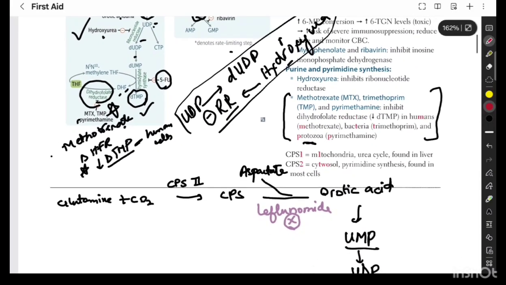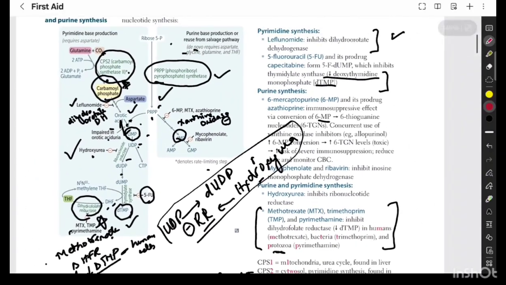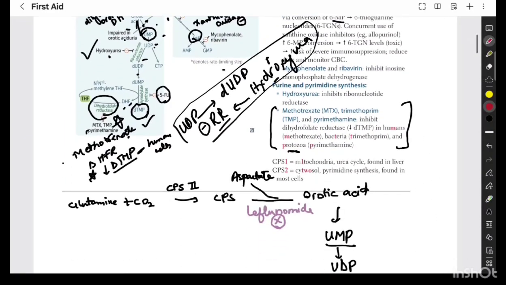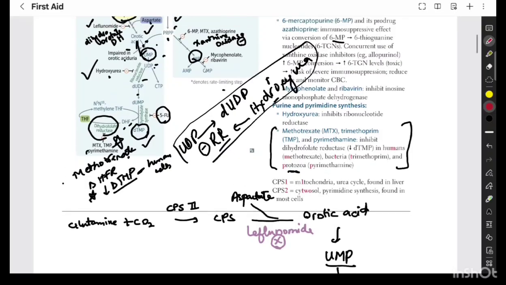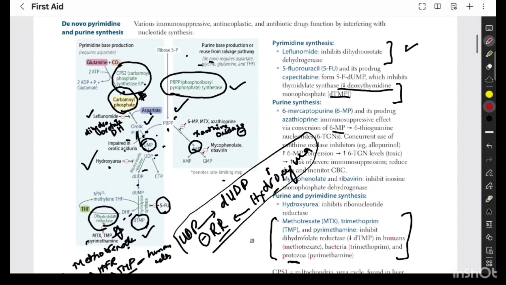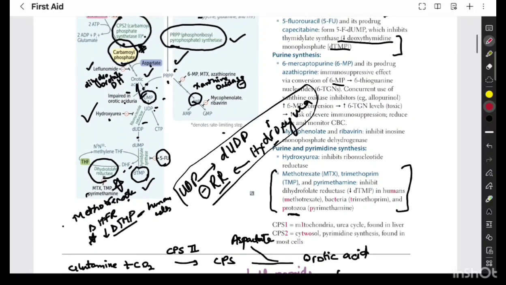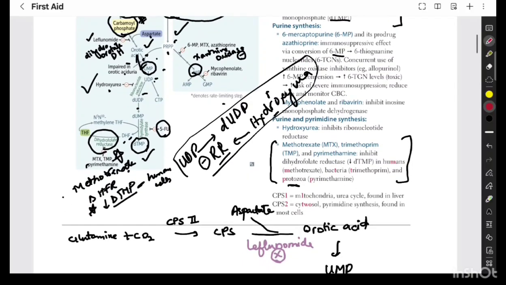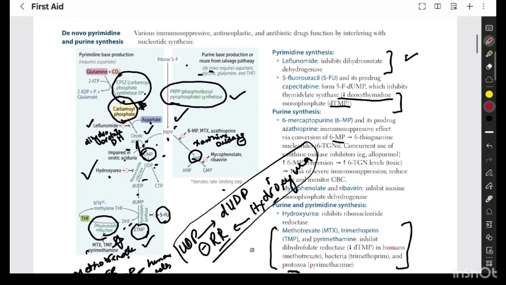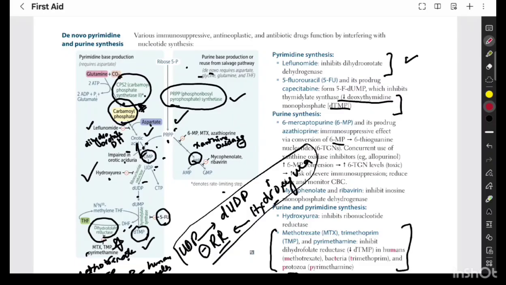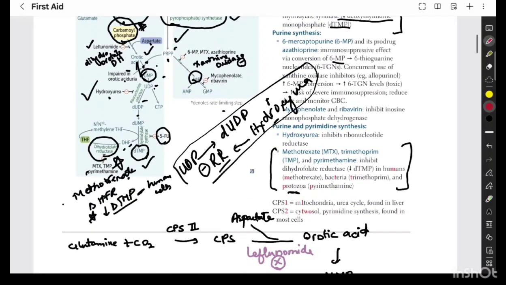All in all, you need to remember first of all the rate limiting enzyme CPS2. CPS2 is present in the cytosol and is involved in pyrimidine synthesis. Whereas CPS1, you would study in the urea cycle, is involved in the mitochondria and found in the liver. CPS2 is found in most cells, so pyrimidine synthesis can happen in any cell, whereas the urea cycle particularly happens in the liver. Just a recap: for pyrimidine synthesis, the rate limiting enzyme is CPS2, which is present in the cytosol.